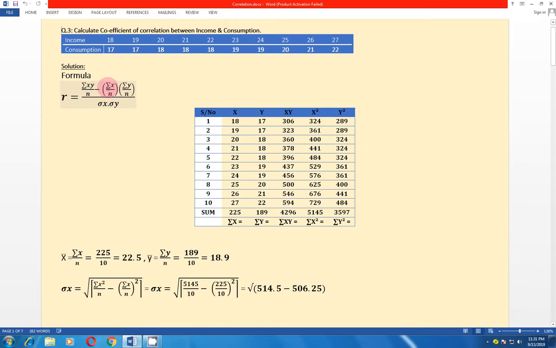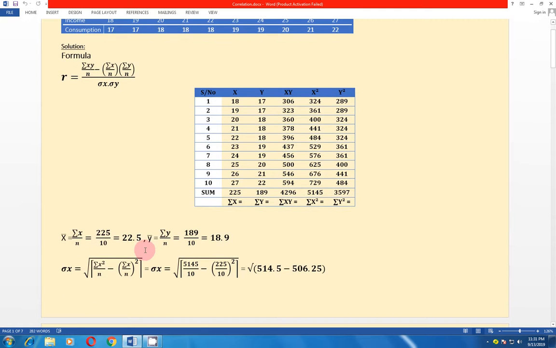So here we can calculate first mean of x, because sum of x over n is equal to mean of x, sum of y over n is equal to mean of y. So after putting the values in the formula, the mean of x is 22.5 and mean of y is 18.9. And another two calculations are standard deviation of x and standard deviation of y. These both are discussed in the previous lessons of measures of dispersion.